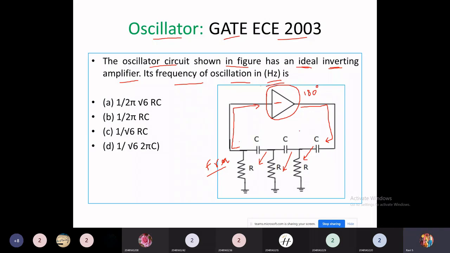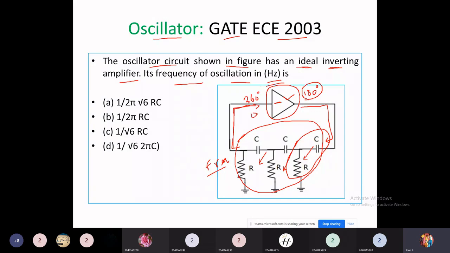Normally, if you consider in the feedback network, we have only R and C components, it is called RC oscillator. Under RC oscillators, we have 2 types. One is Wien bridge oscillator, another one is phase shift oscillator. Here we are using an inverting amplifier, which introduces phase shift. Because of this, it is called phase shift oscillator. Here the amplifier introduces 180-degree phase shift. Your feedback network also introduces another 180-degree, which means the total phase shift around the loop is 360-degree or 0-degree.